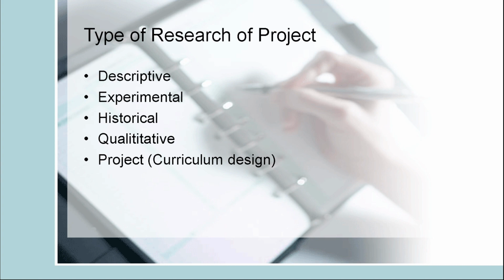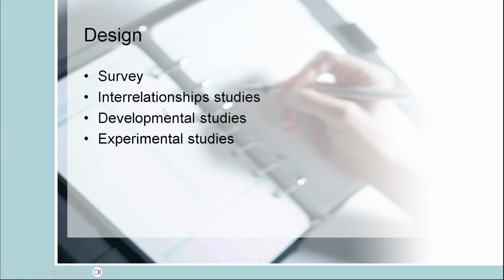There is a significant difference between class A and class B after a certain period of time exposed to the research. Historical and comparative are just the same. Qualitative is more of sentiments, getting the feedback or reactions of respondents. That is qualitative. We have project and curriculum design. So these are quick descriptions of these types of research.